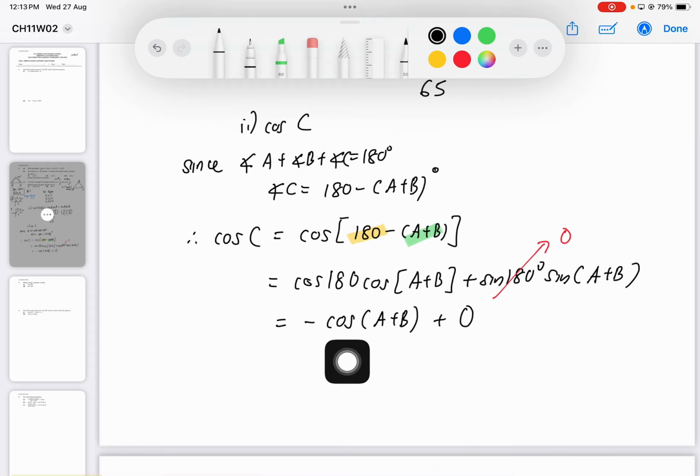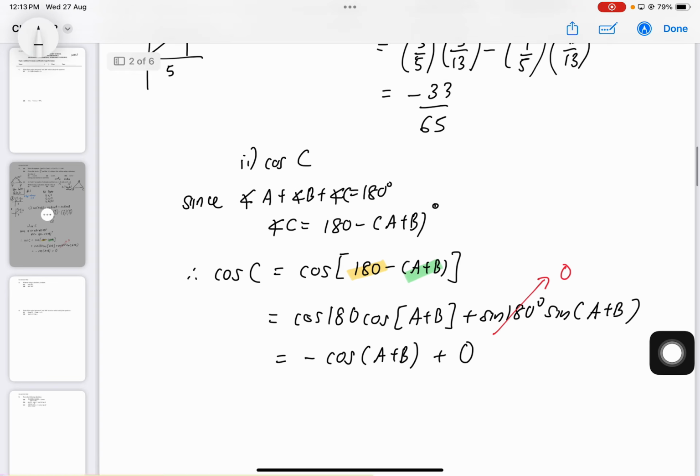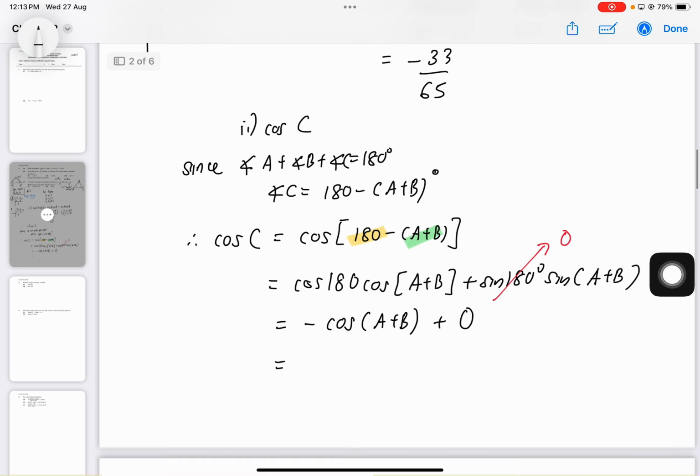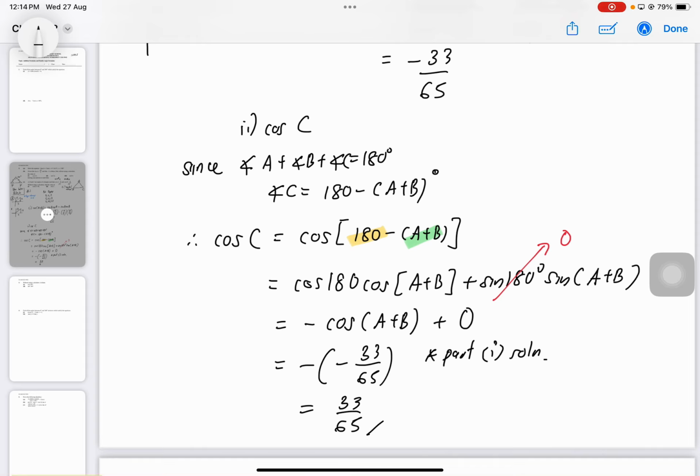Now, am I going to do another addition formula, cos A plus B? You can, but you notice that in part 1, have you found the value of cosine A plus B? Yes. So I'm going to sub in negative your answer in part 1. So part 1 solution. Because I have already found cosine A plus B, the answer will be the positive of 33 over 65.